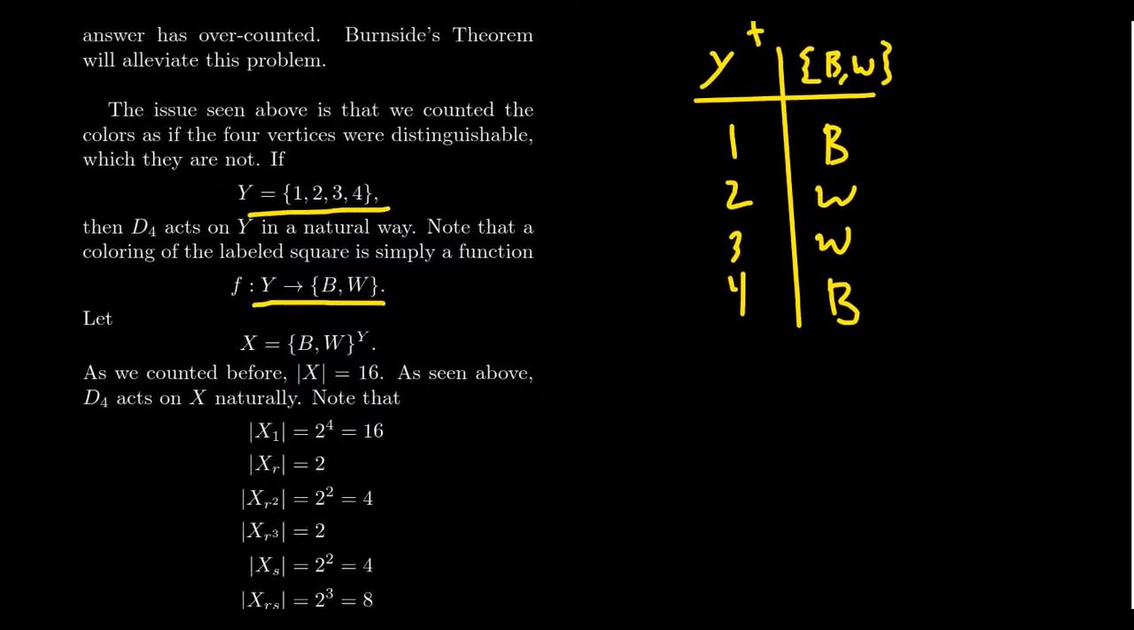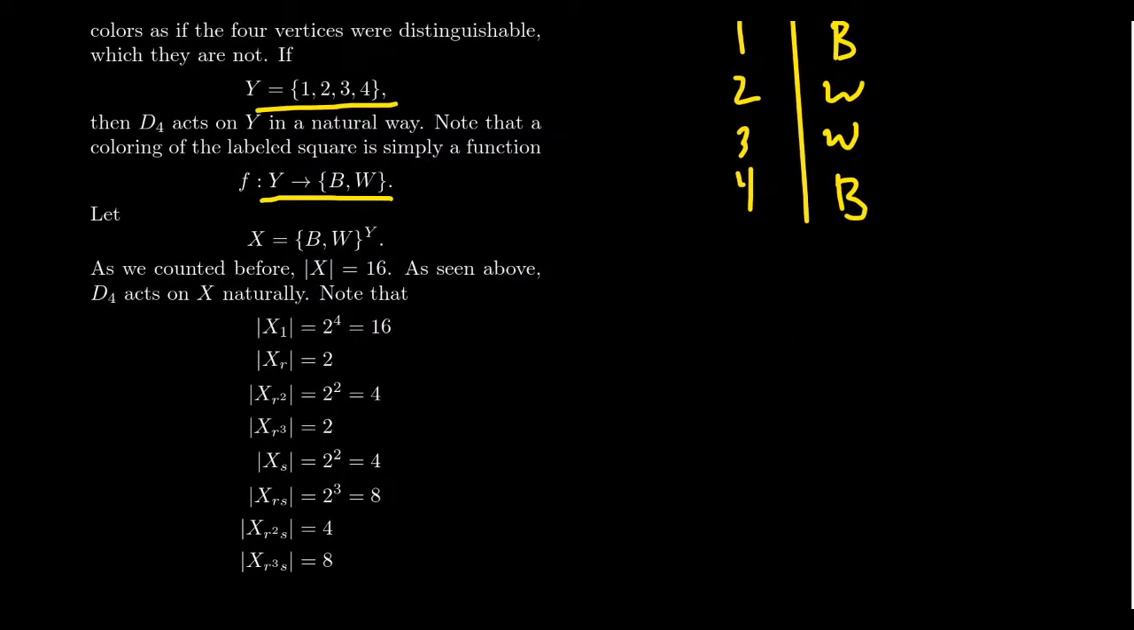So the set that we actually care about is the set of functions from the set {1, 2, 3, 4} to the colors black and white. So we're looking at this function set right here. What are the possible colorings? When you think of your function, you have two options for the first, two options for the second, two options for the third, two options for the fourth. So this number 16 that we got earlier is significant, but we were counting the wrong thing.